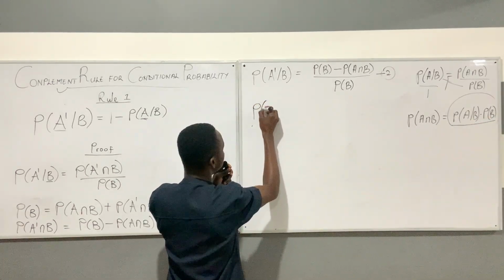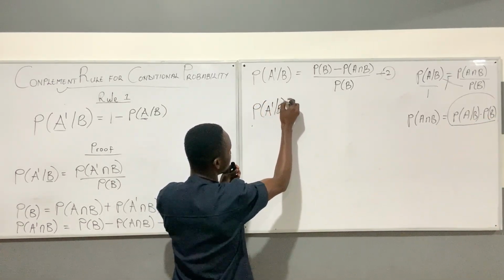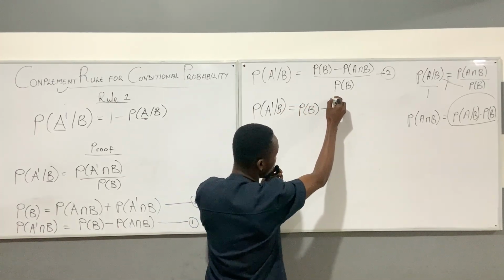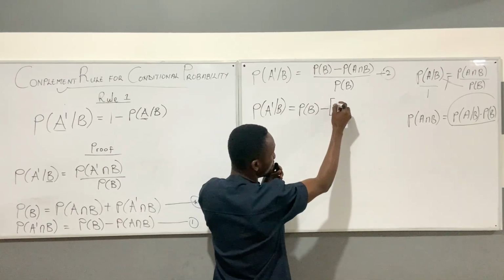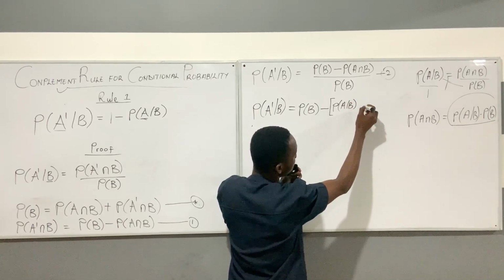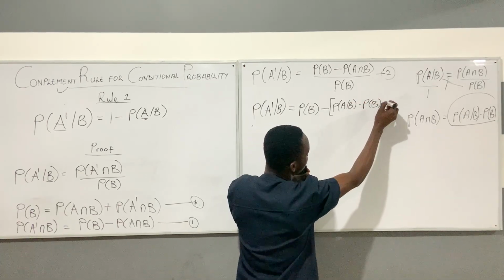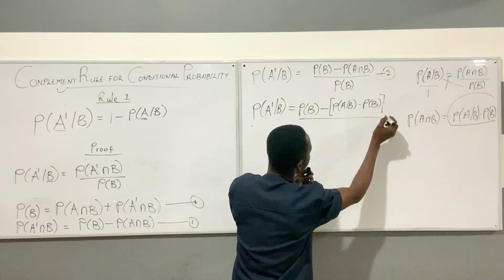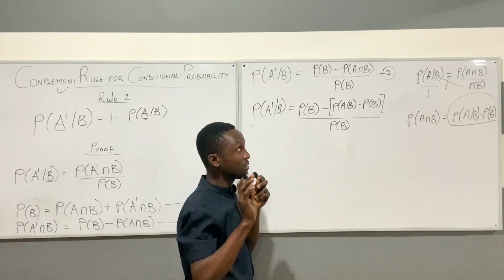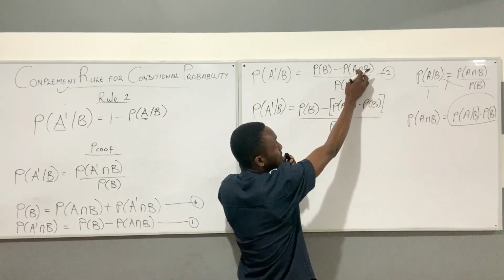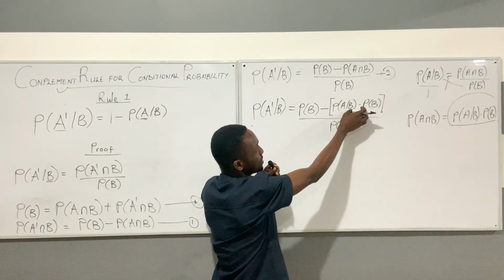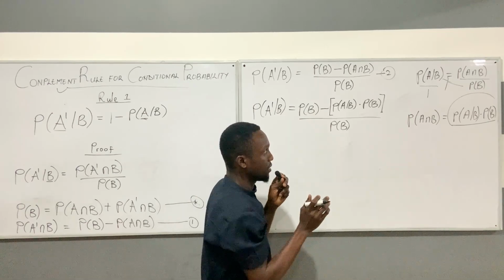When we do that, we are getting probability of A complement as B has occurred is equal to probability of B minus, let me put this in a square bracket, P of A as B has occurred times probability of B. We divide this whole result by probability of B. I hope you understand up to this point. What I did was that I just found what A intersection B is, using the probability rule formula. I know A intersection B to be this, so I just replaced it.